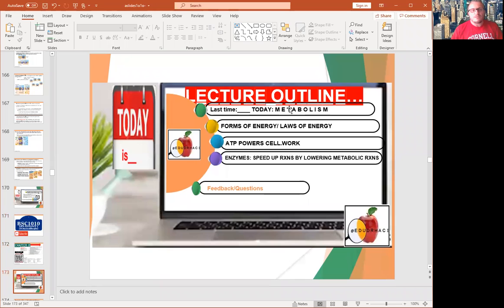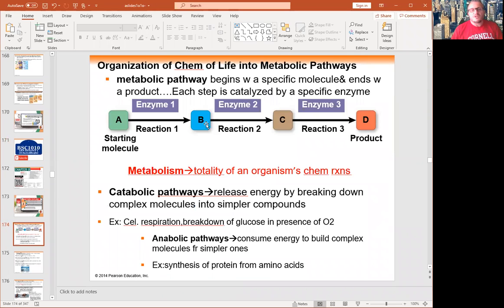So let's get started. So you see here the organization of the chemistry of life in metabolic pathways. It goes from A to B to C to D, and there is a specific enzyme actually required in each step. So metabolism is the totality of the organism's chemical reactions.